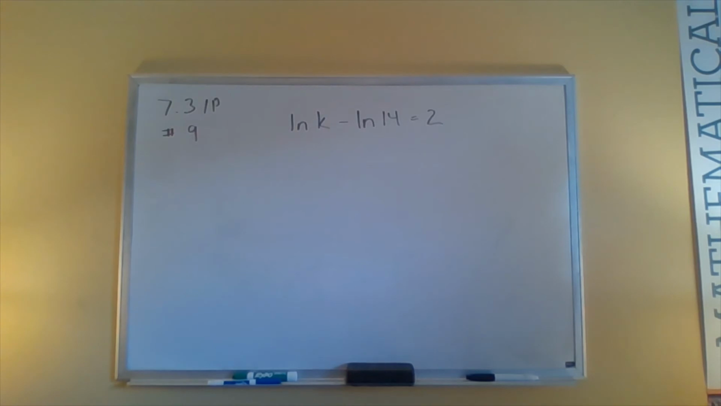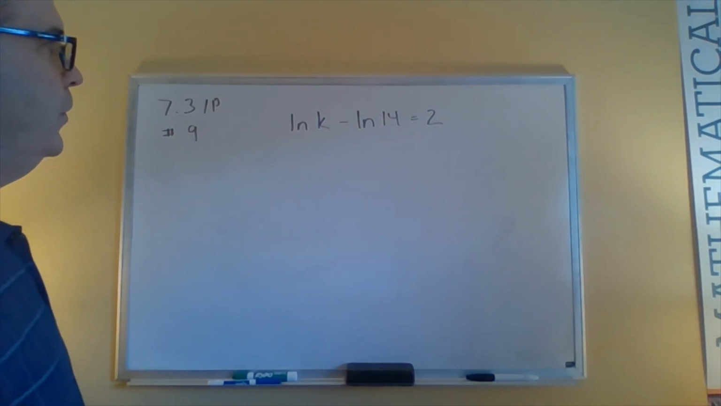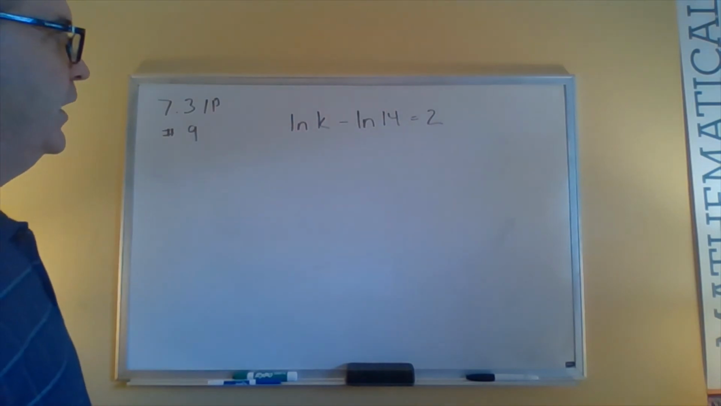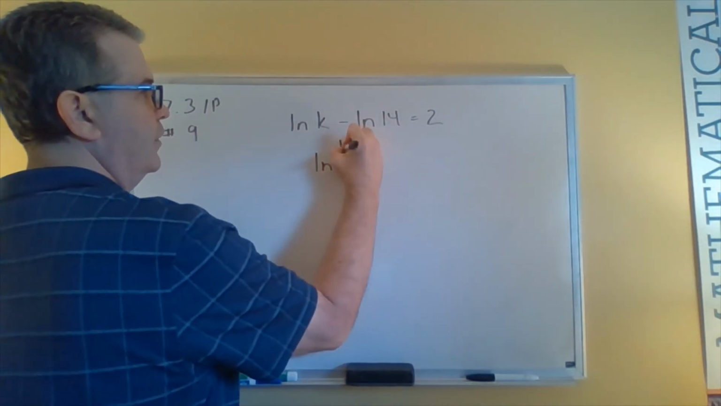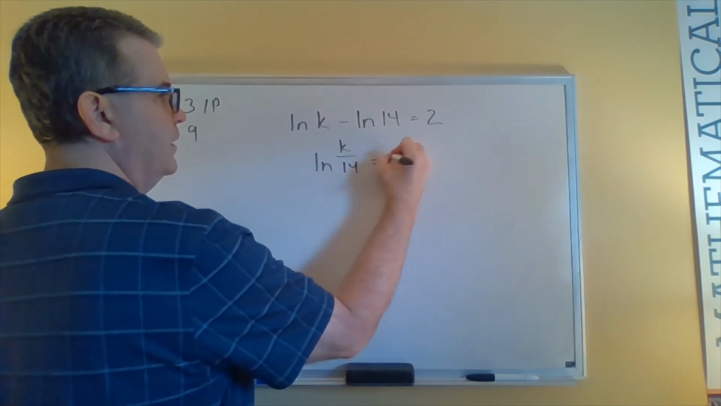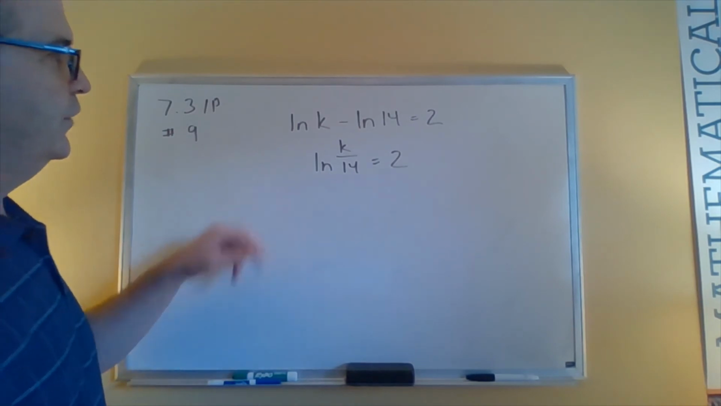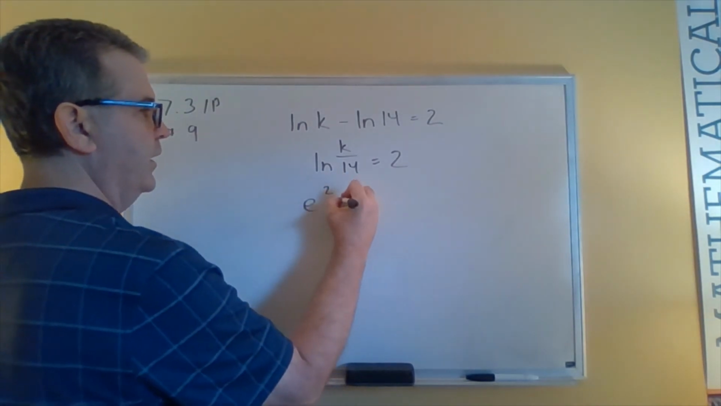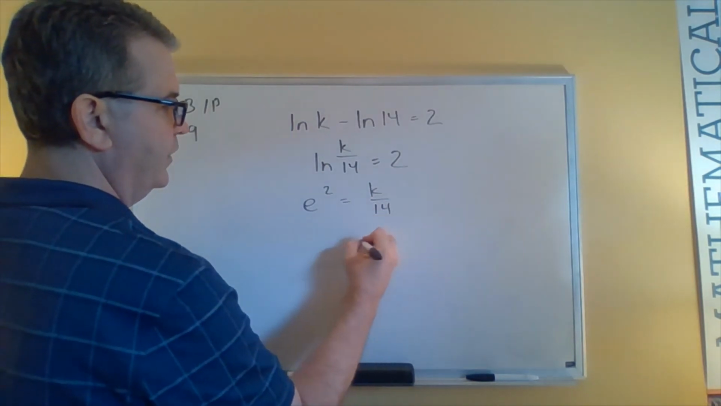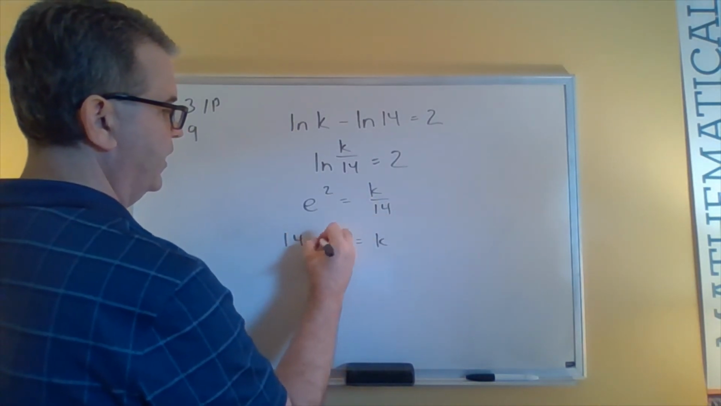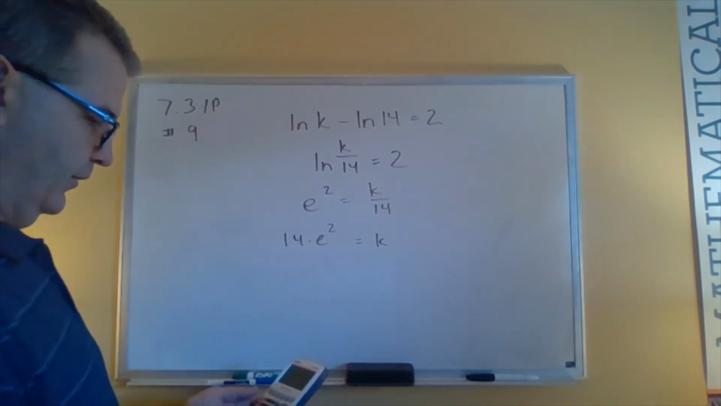Number 9, I have the natural log of k minus the natural log of 14 equals 2. First step is I'm going to have to condense what I got going on the left side over here. So I'm going to end up with natural log of k over 14 equals 2. Now I'll have to rewrite this in exponential form. So I'm going to get e squared equals k over 14, or k is going to equal 14 times e squared.